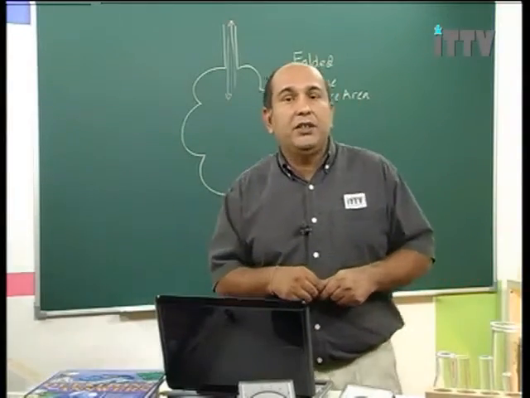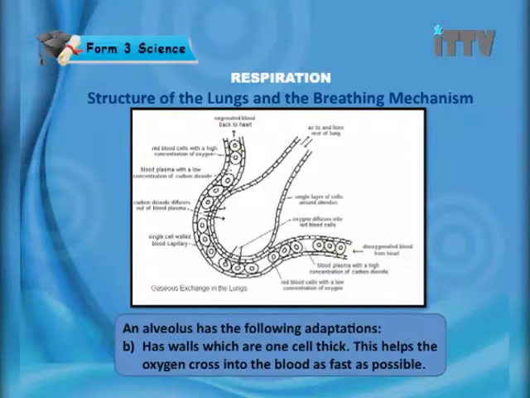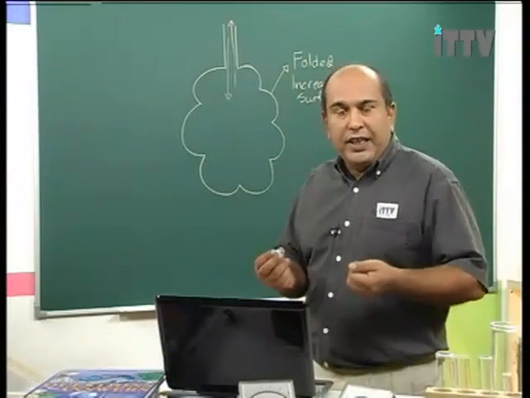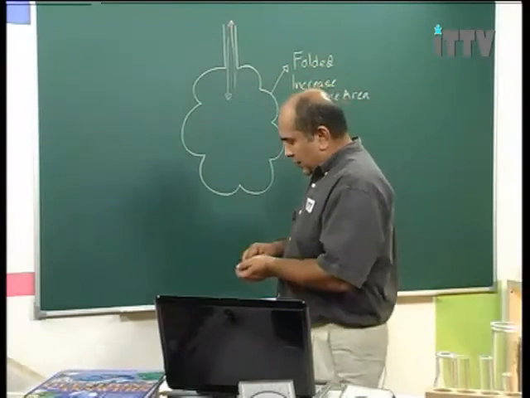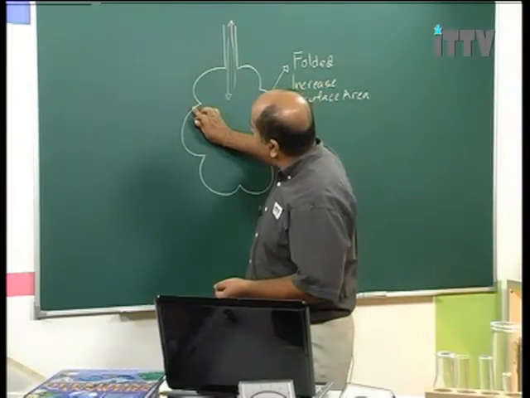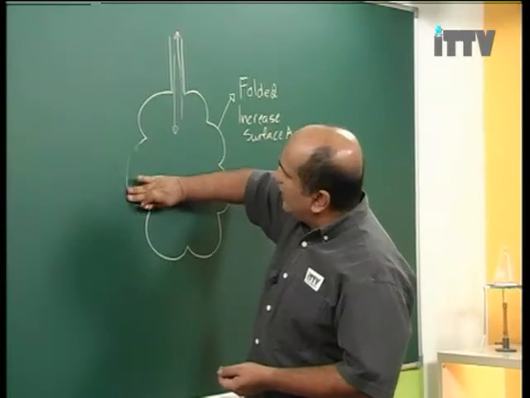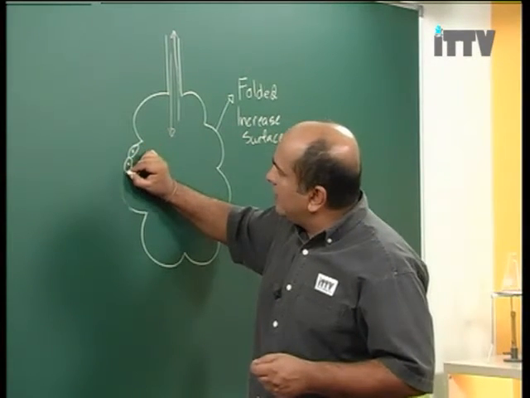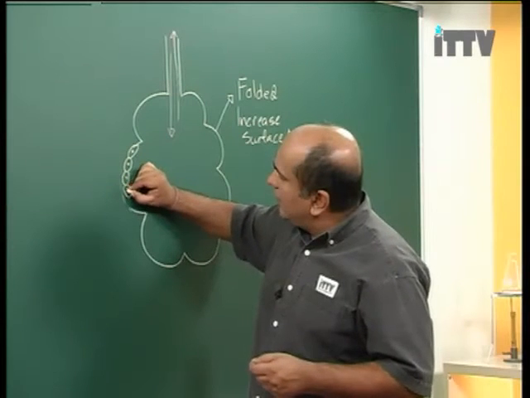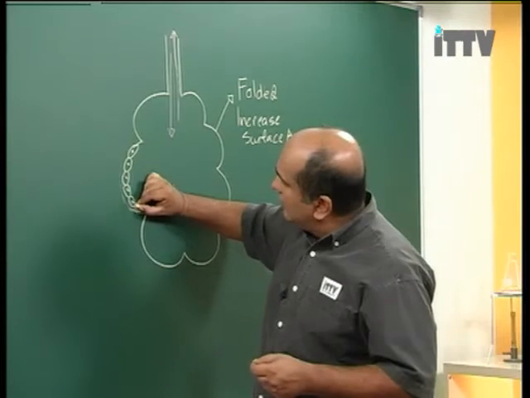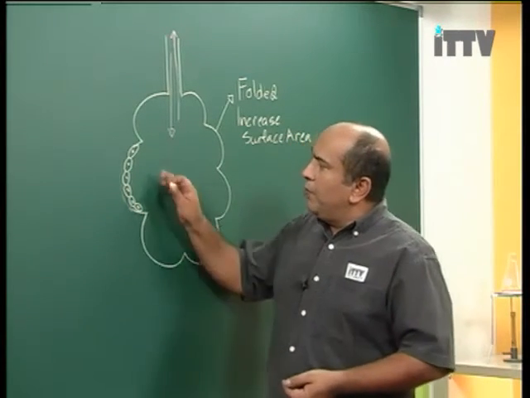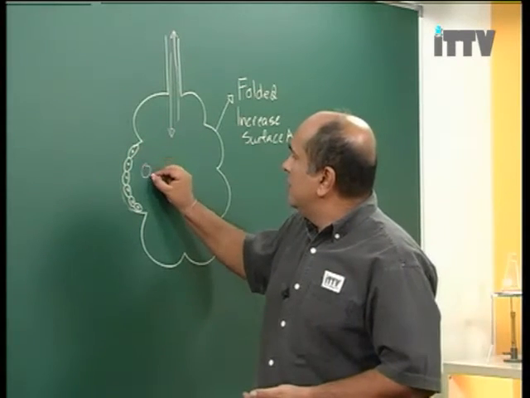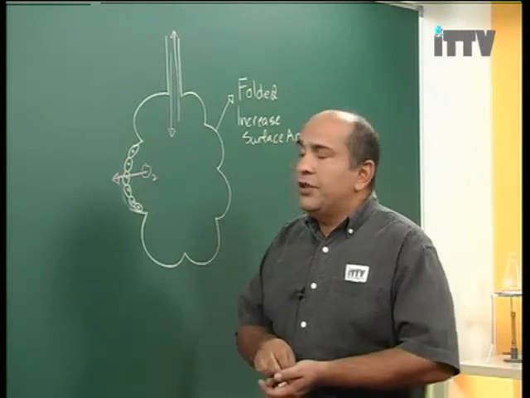Now that we've had a look at the first adaptation, let's have a look at the next. Has walls which are 1 cell thick. This helps the oxygen cross into the blood as fast as possible. So the next adaptation of the alveoli that's unique is its cell wall. So over here, if I just remove a little bit of this wall, it is actually 1 cell thick, which means it's just 1 cell, followed by another cell, followed by another cell, like so. So by making it so thin, oxygen is able to cross into the blood very, very quickly.